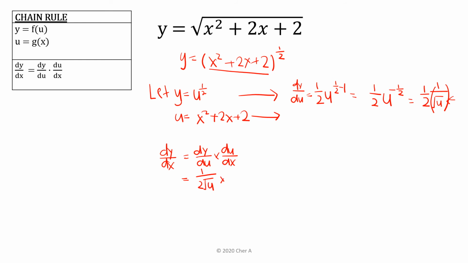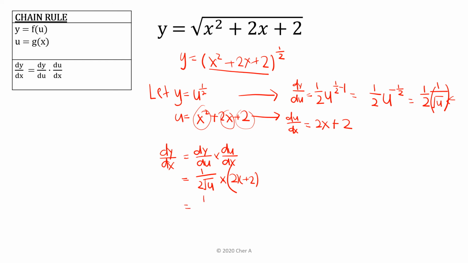Now moving on to find my du over dx. Du over dx is simpler. I will just have to use the sum rule. So differentiate x squared first, I'll get 2x. Differentiate 2x, I'll be left with 2. And when I differentiate 2, I'll just get nothing. So my du over dx is 2x plus 2. I'm going to put in brackets here first to avoid confusion with this multiple sign.